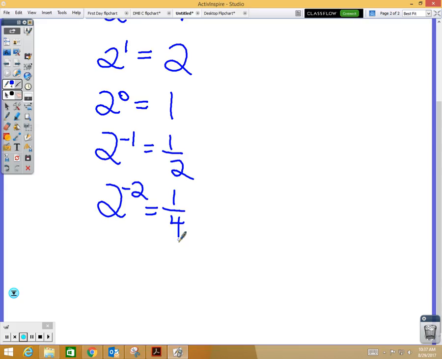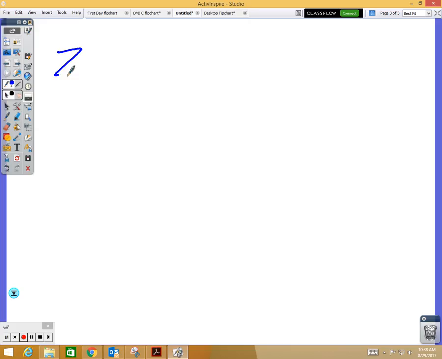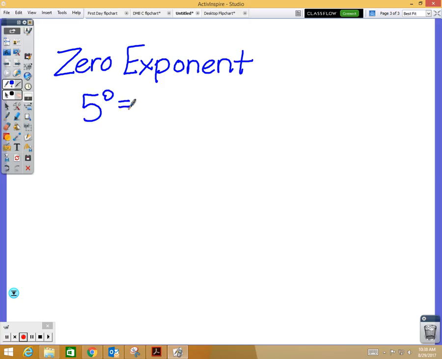All right, so a 0 exponent, for instance, if you have 5 to the 0 power, it's going to give you a value of 1. No matter what your base is, if you have a 0 for the exponent, the value is a 1. So your base might even be a variable. Even if your base is a variable, the value is 1. Okay? And that'll be always.